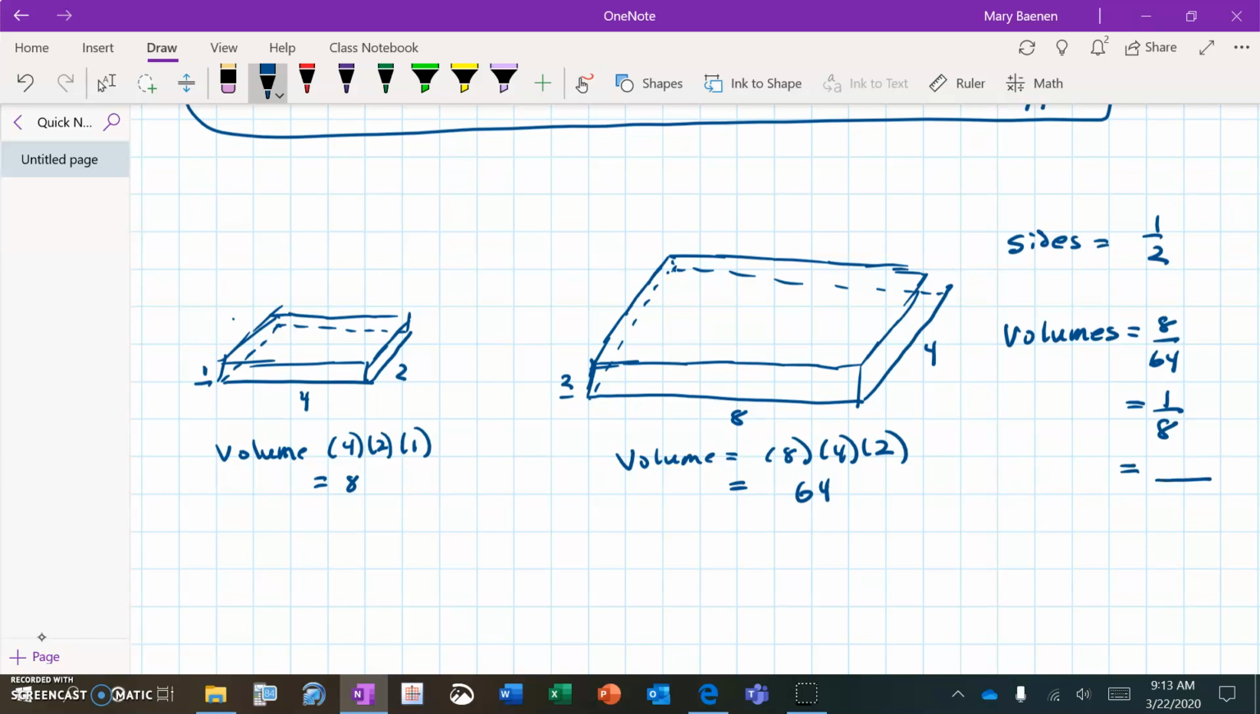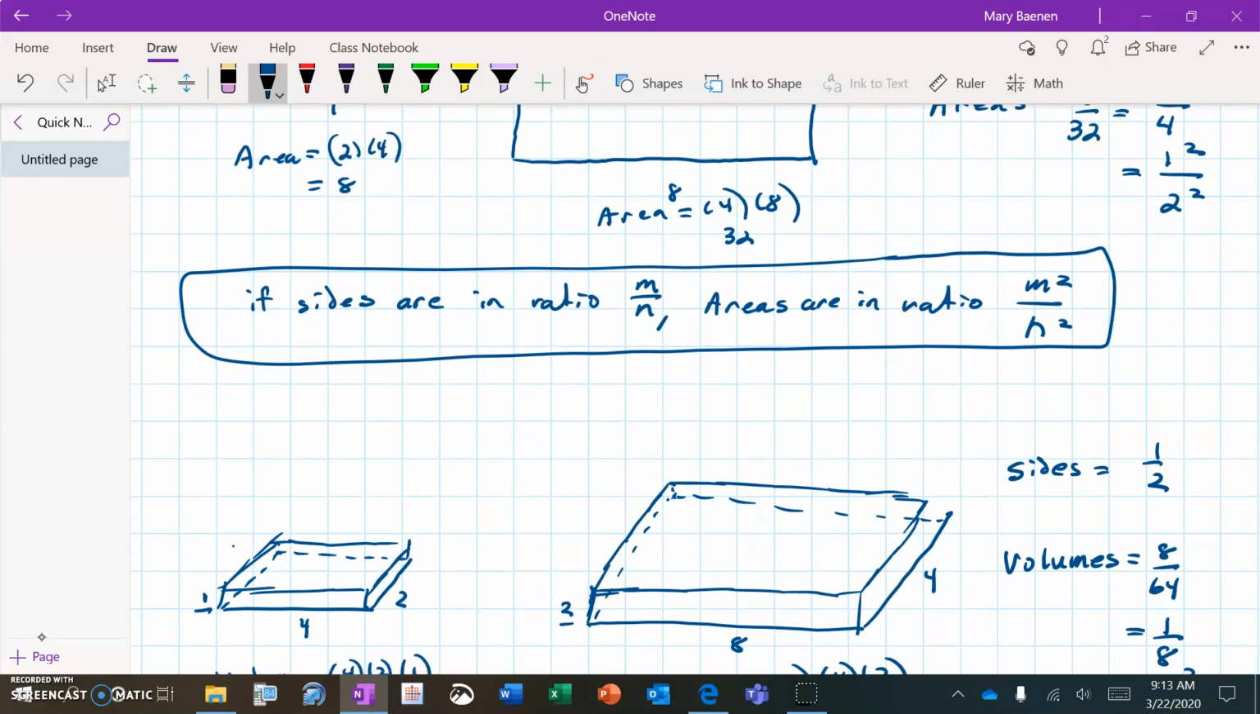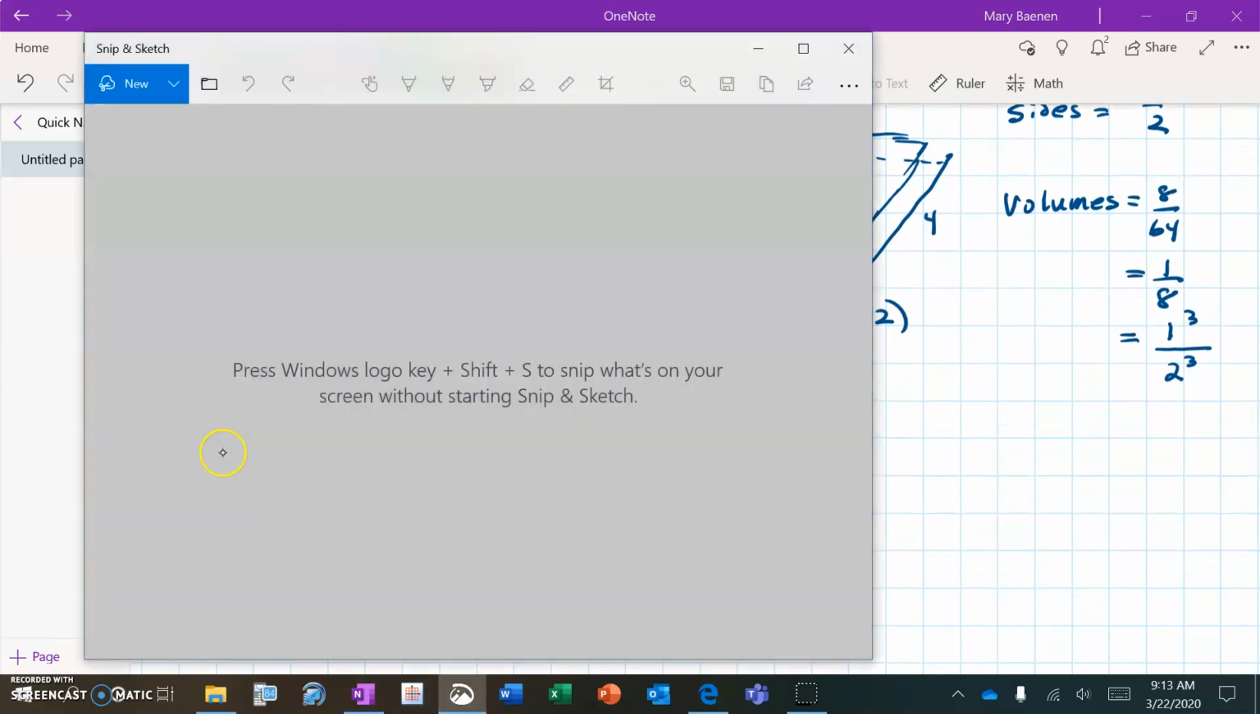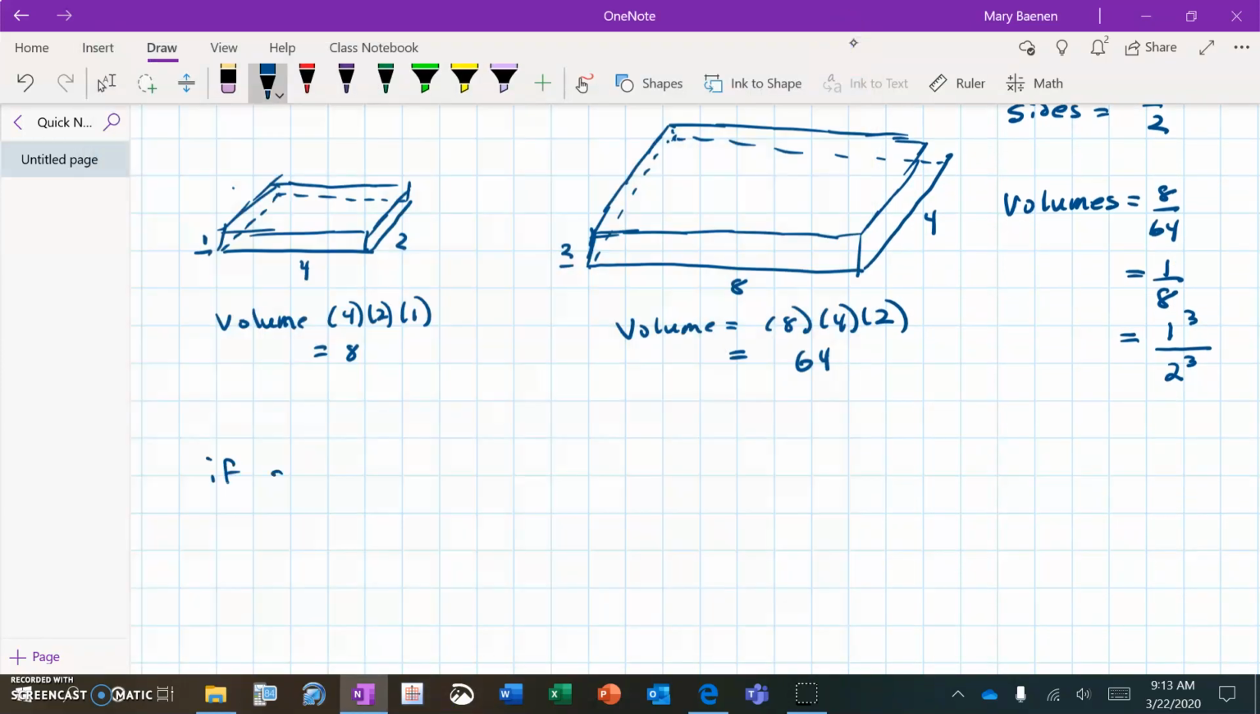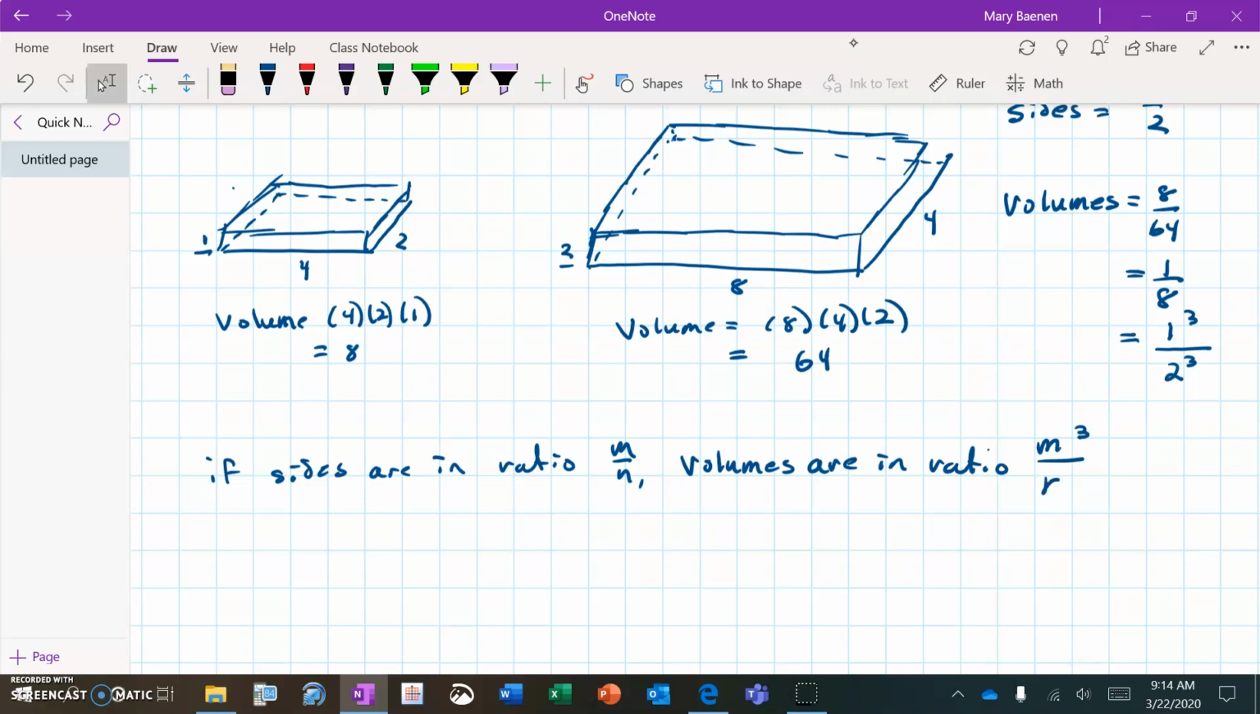And now if I write those with powers like I did for the areas, 8 is 2 to the third, and 1 is 1 to the third. So back here, if the sides are in the ratio m over n, the areas are in the ratio of m squared over n squared. Our new conjecture: if the sides of two similar figures are in the ratio of m over n, then their volumes are in the ratio of m cubed over n cubed.